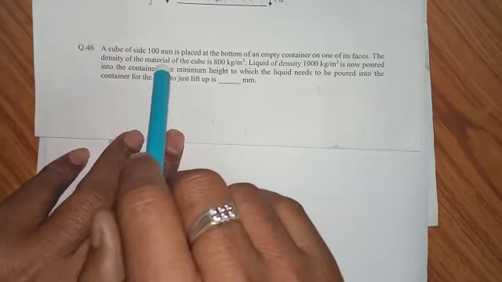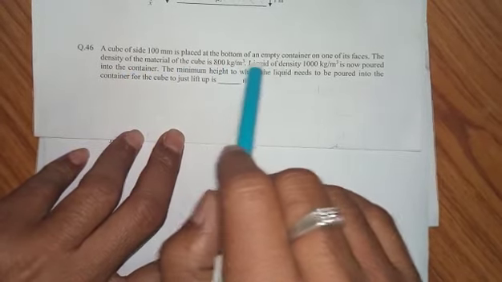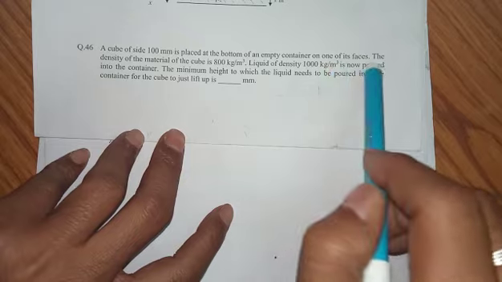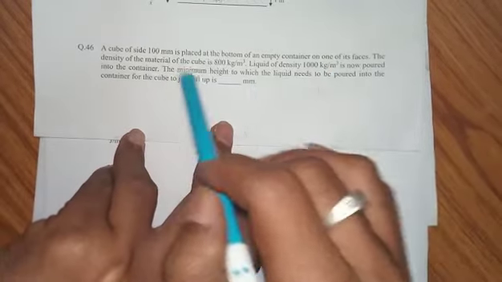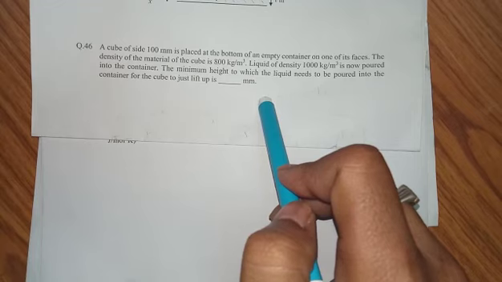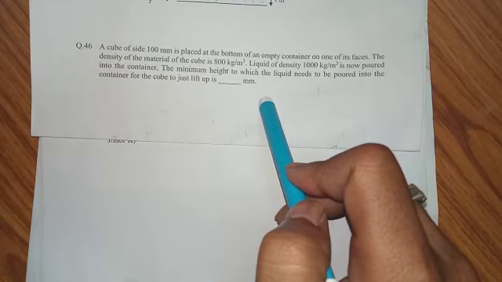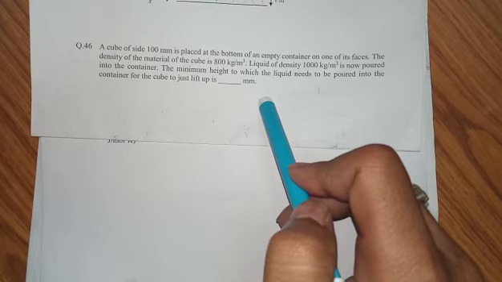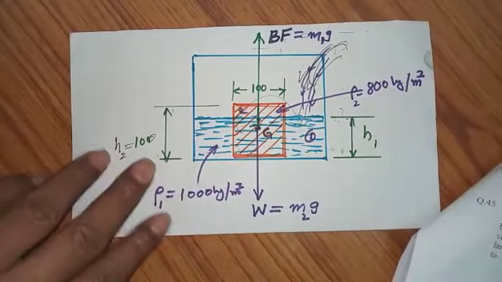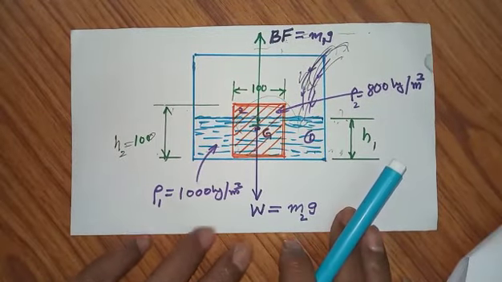A cube of side 100 mm is placed at the bottom of an empty container on one of its faces. The density of the material of the cube is 800 kg per meter cube. Liquid of density 1000 kg per meter cube is poured into the container. The minimum height to which the liquid needs to be poured into the container for the cube to just lift up is in mm. So this is the concept of buoyancy force.